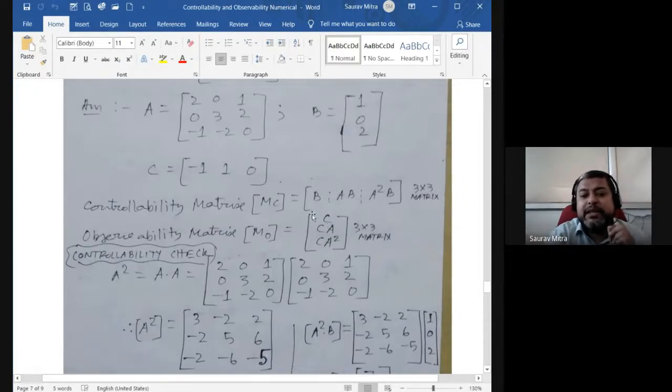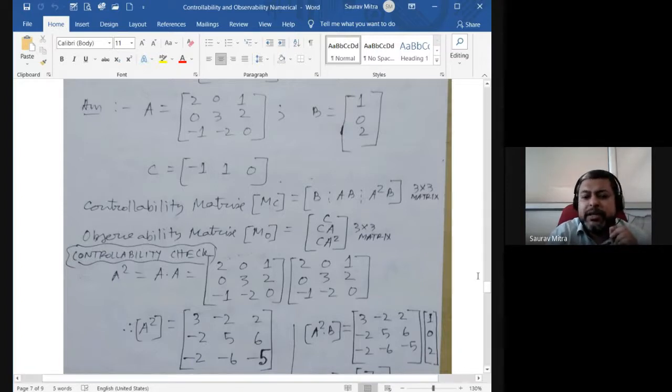So some books write MC as B, AB, A square B, either transpose, and MO is equal to C, CA, CA square. Likewise, some books write MC as B, AB, A square B in a row form, but they write MO as C, CA, CA square also in a row form, and there is a transpose here. Okay, so don't look here and there too much. Whatever I am giving, it is correct, and understand the concepts this way.